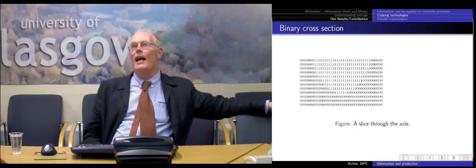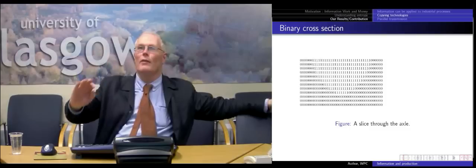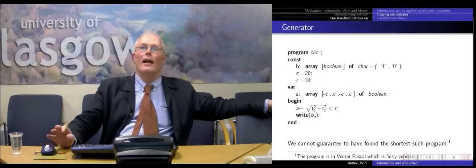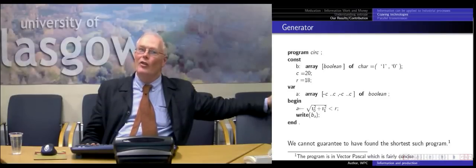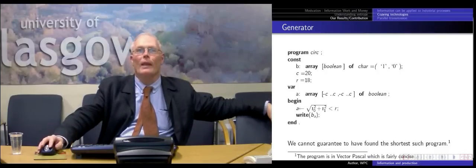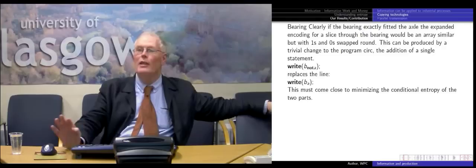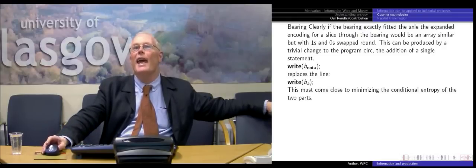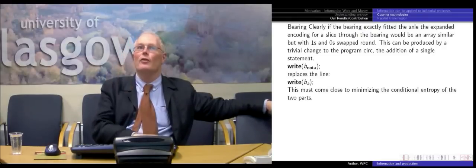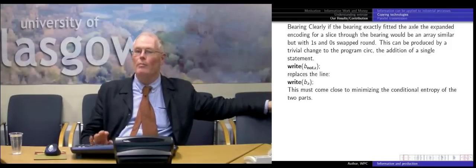Now, we can represent that kind of information in binary as follows. If I put a 1, I mean there's metal there, and if I've got a 0, there's air there. And a slice through the axle would give you something like this. We can generate a very short program to do this. This is a short program which generated that picture. Now, if we wanted to generate the bearing, we want minimal conditional information, and in computing terms, you just negate the Boolean values. And that means that the bearing has very, very close to the minimal conditional entropy in algorithmic terms.